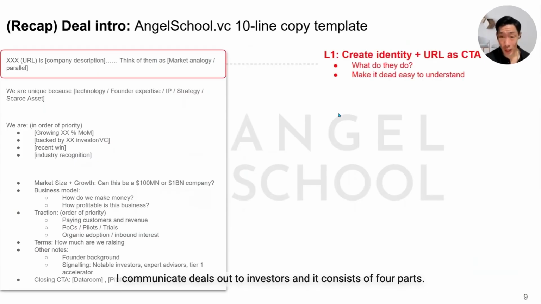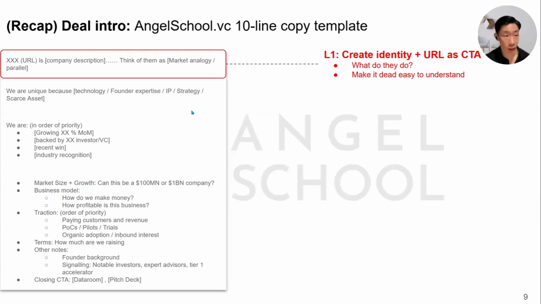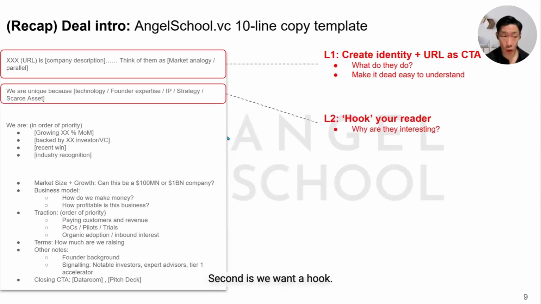And it consists of 4 parts. The first one is the identity statement. What do we say about a deal to establish identity? And it's a good practice to have a call to action, let's say a pitch deck link to guide investors to the deal. Second is we want a hook. We want to say something interesting or compelling about the deal. Why are they interesting? And it depends on what you have to work with on the company.